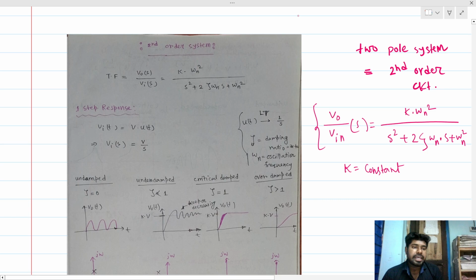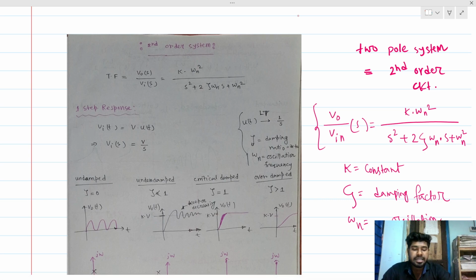k is the constant here, and zeta is called the damping factor. Omega n is called the oscillation frequency, let's say. Now what is the physical significance of the damping factor? Anindo will tell us.